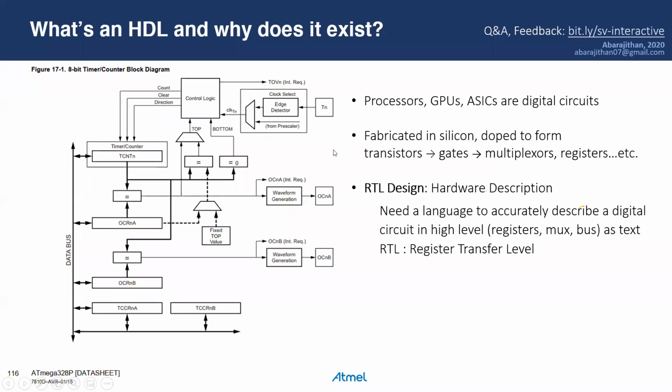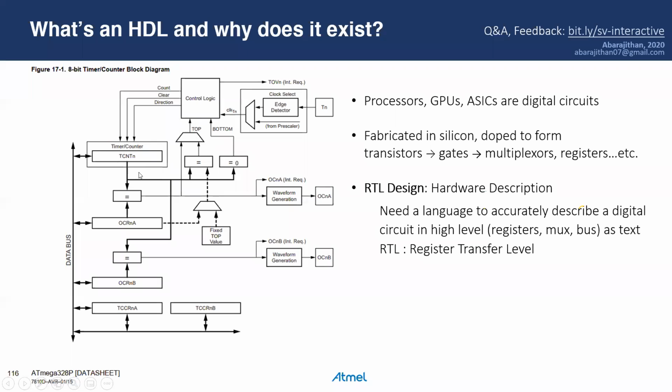So what we do is, when you design these things, it's quite difficult to go to the transistor level and design all the transistors. So we design these things at something called the RTL level, the register transfer level. In register transfer level, we describe the multiplexers and the registers and everything, and how they are connected.